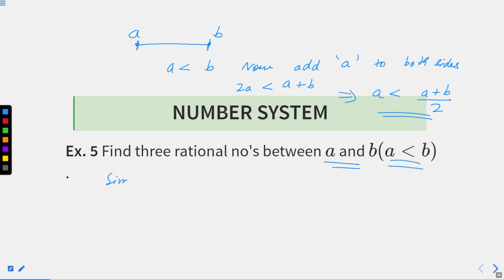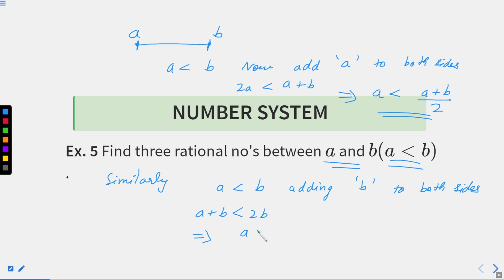Similarly, adding B to both sides, we get A plus B less than B plus B, which is equal to 2B, and further, (A plus B) by 2 is less than B.